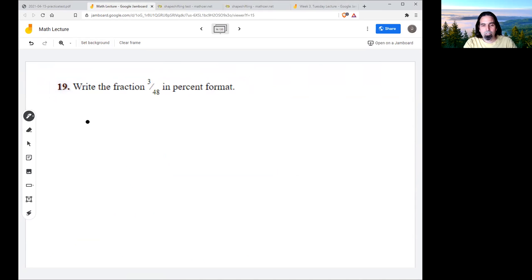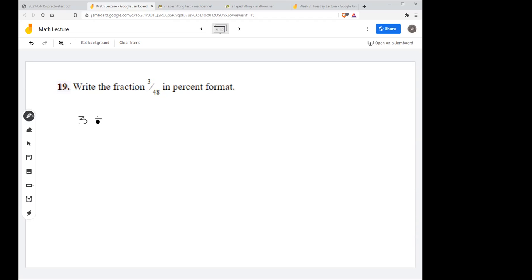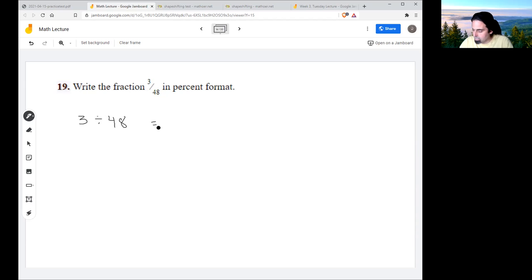What do I write first? 3 divided by 48. You divide it by 48. Yep, that's the right way to start. It is fast, it is easy. And I get 0.0625.